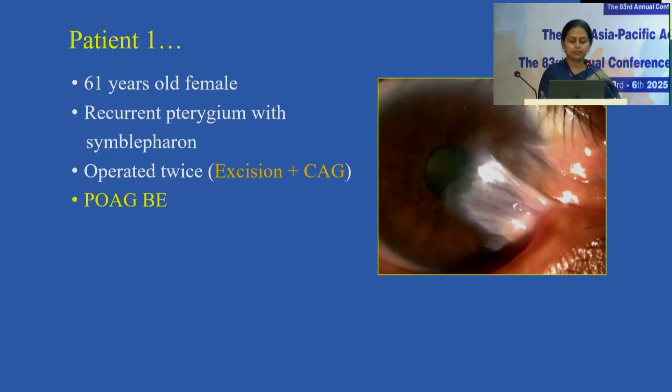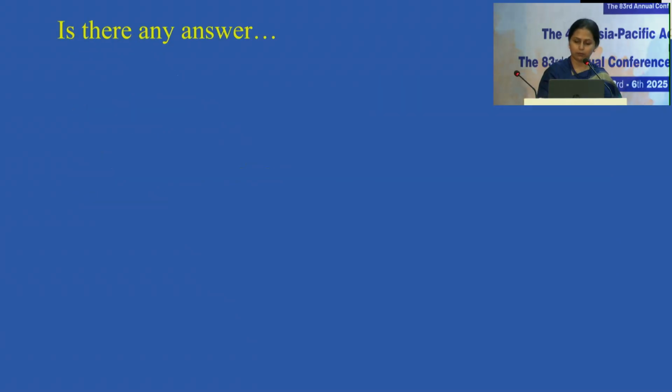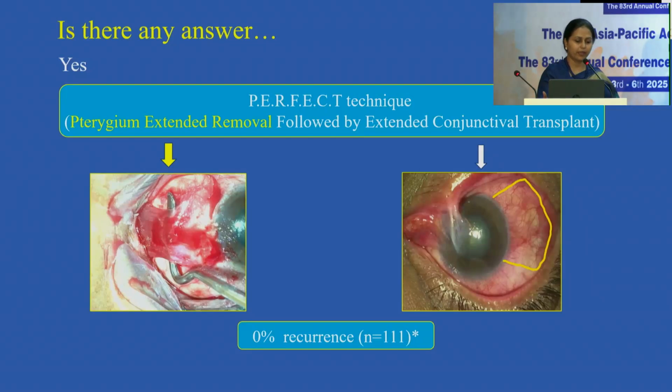Now, this is the patient. She's a 61-year-old lady. She has a recurrent pterygium, operated twice. She is also a case of open-angle glaucoma. So, what do we have to do for her now? If we go ahead with the PERFECT technique, we need that big conjunctival autograft from the superior temporal aspect that sir was discussing. But in that superior temporal aspect, we might in future contemplate a glaucoma surgery for this patient, and we would like to preserve that area.